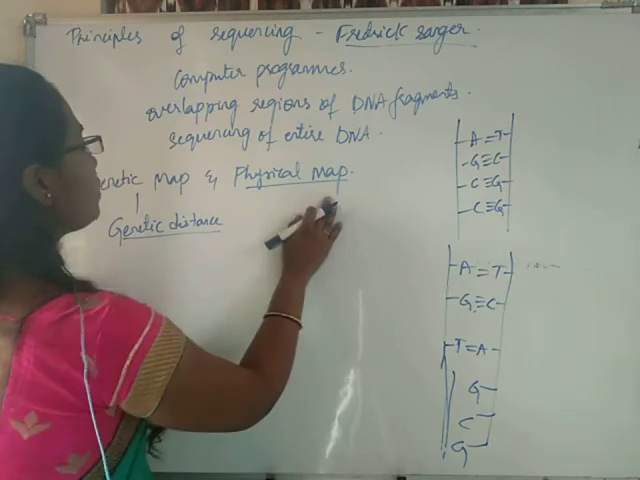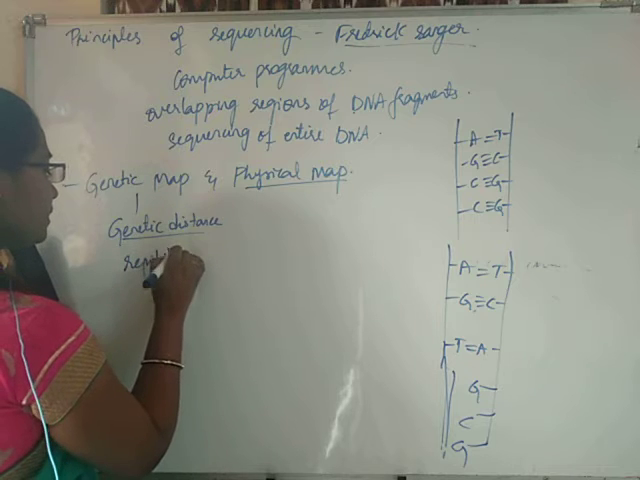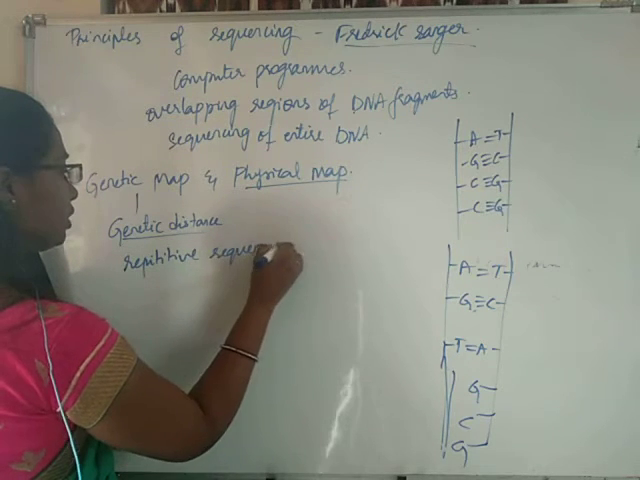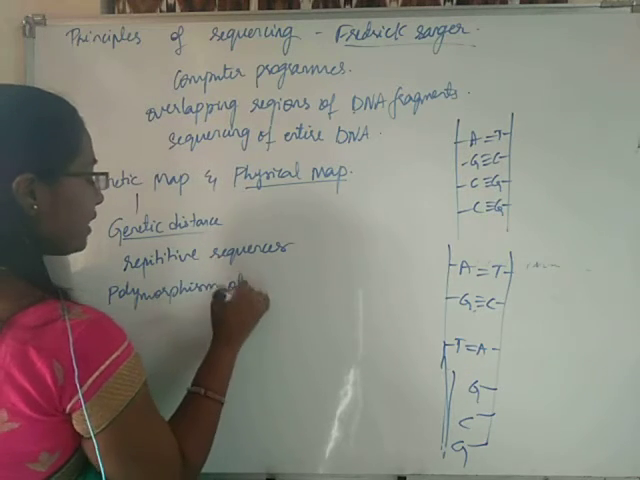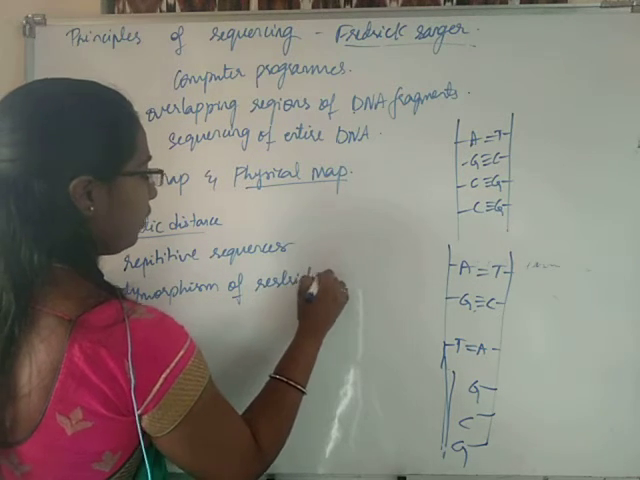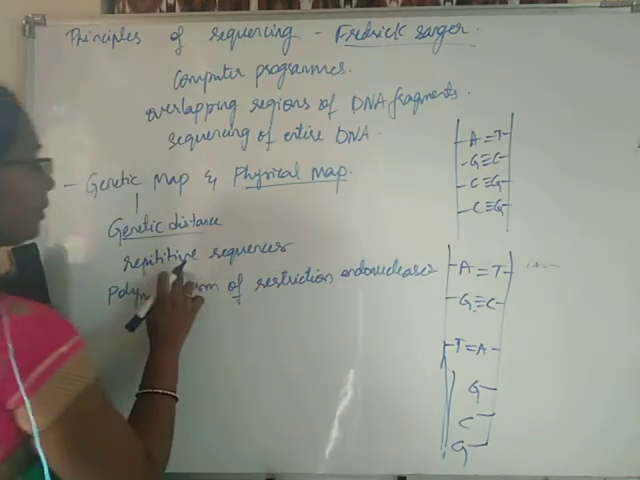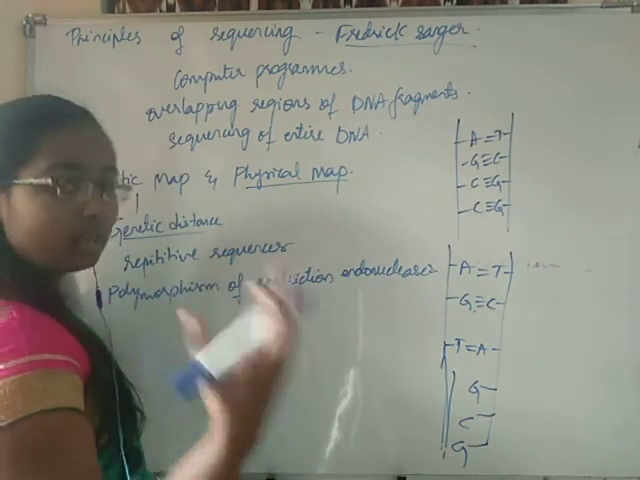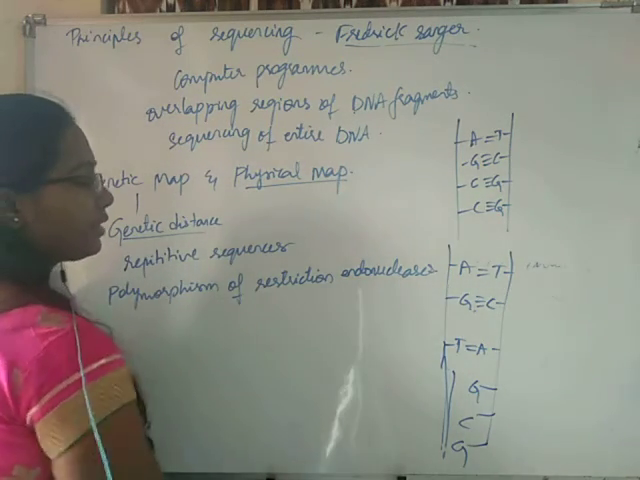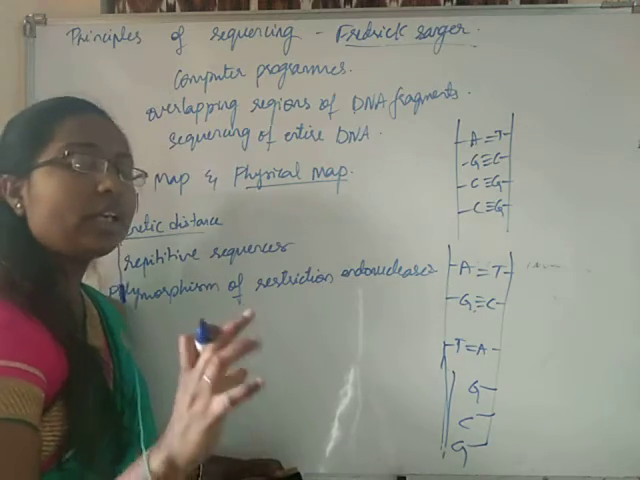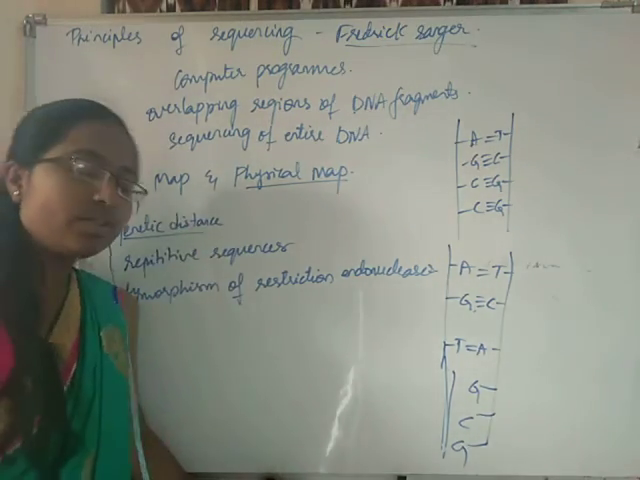So the physical map and genetic map were identified by using repetitive sequences and polymorphism of some enzymes called restriction endonucleases. Repetitive sequences means some sequences of nucleotides are repeated, and these are utilized. Polymorphism of restriction endonucleases means the activity of different restriction endonucleases. Based on these factors, genetic mapping or physical mappings were obtained.